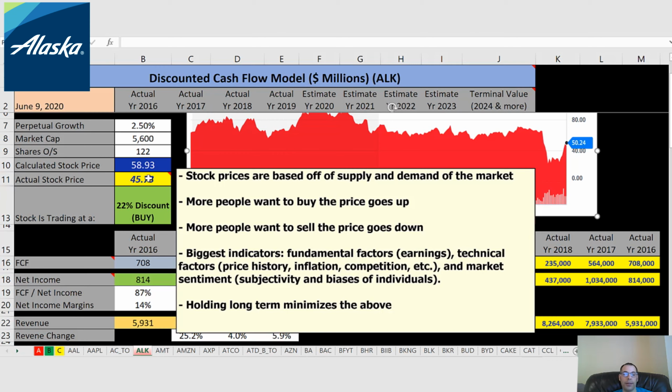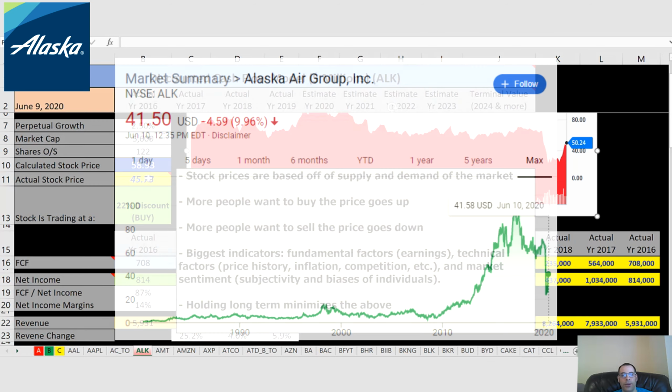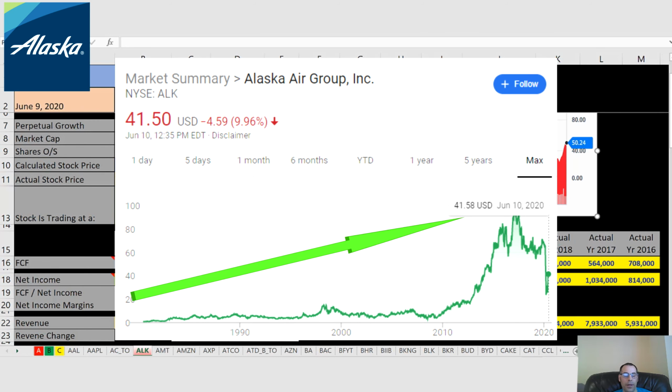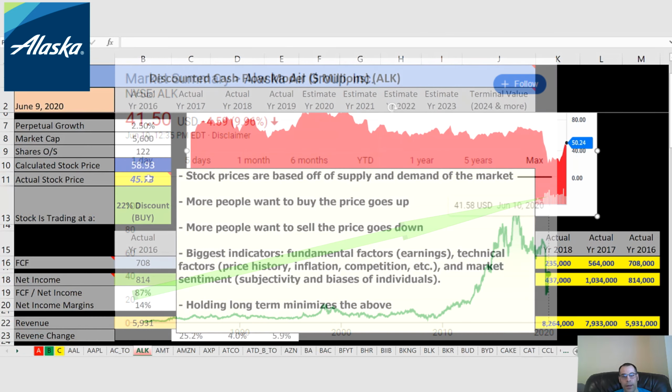And there's other factors also involved, like technical factors, the historical price of the stock, inflation, taxes, competition. So there's a lot of stuff that goes into the valuation. And the only way to really mitigate these types of things is to hold the stock long term and ride out the ups and downs. Because if you pick a stock with good fundamentals, you should win in the long run.